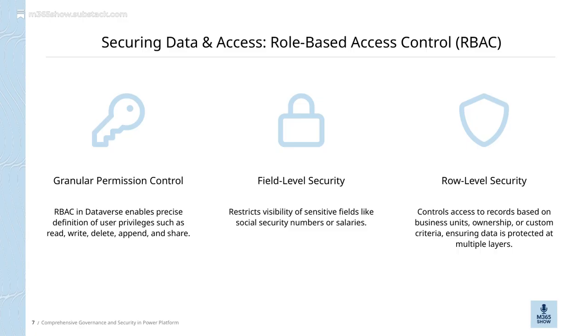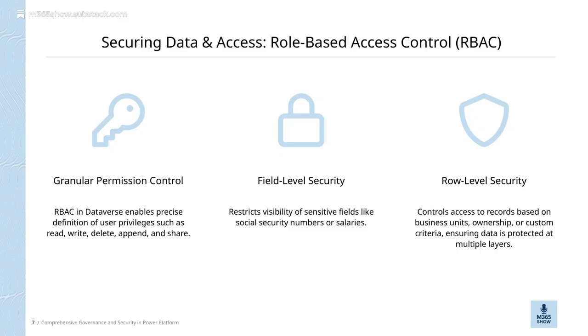Next, there's row-level security, which is particularly important for sensitive information. It allows us to restrict who can see certain records, such as social security numbers or salary details, so only authorized users have visibility. Then, we have field-level security. This feature lets us control access to specific fields within a record, adding another layer of protection for sensitive data.